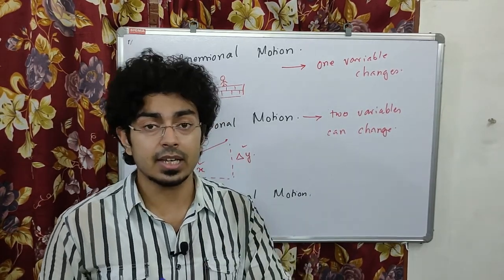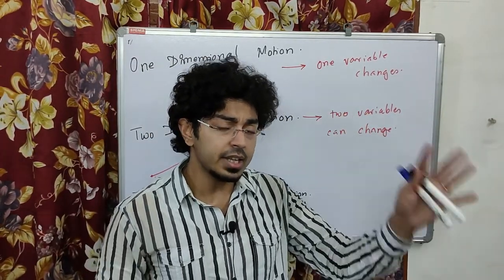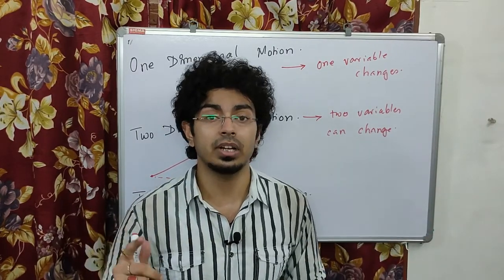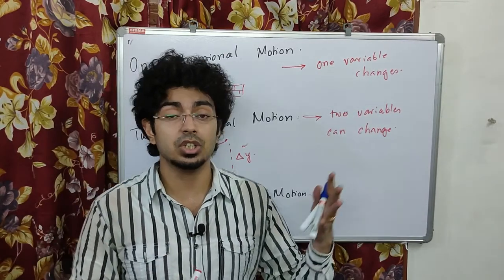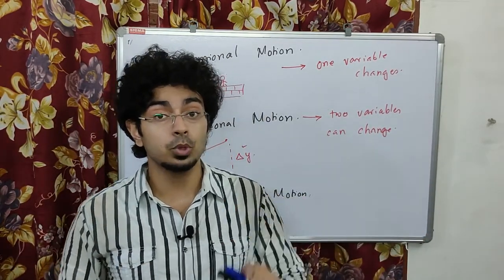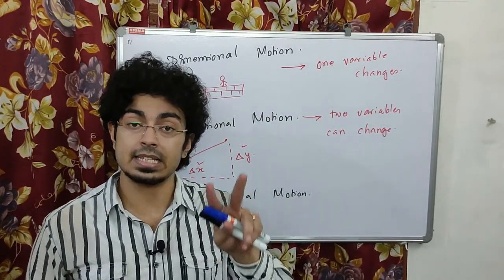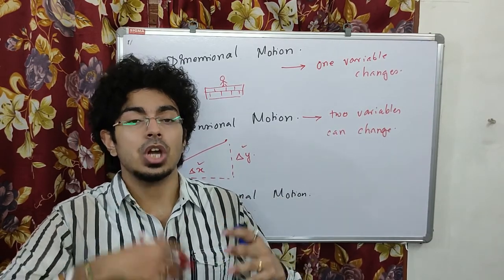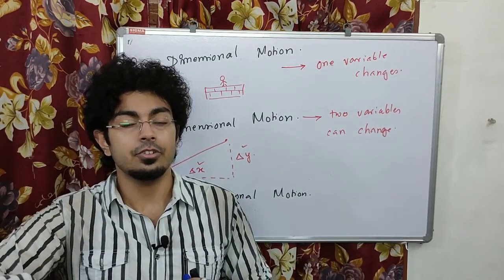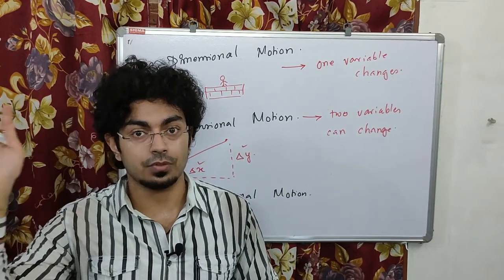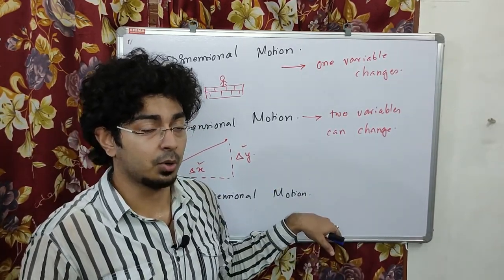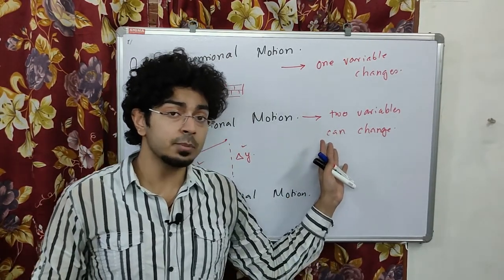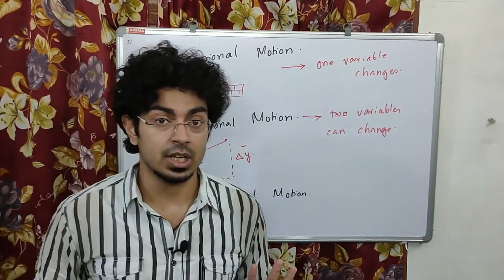Suppose I give another example. Think of a footballer running around the field. His position is changing each and every minute, but his position is changing on two variables, x as well as y. Now if he jumps, that is a different question. If he jumps, then there is a question of three-dimensional motion. I will talk about it just now. So two-dimensional motion means only two variables can change.